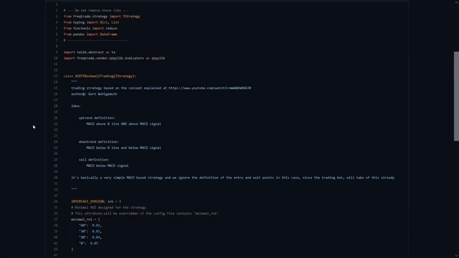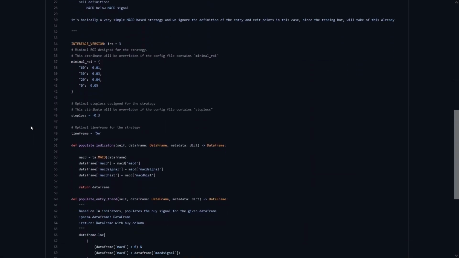The ROI take profit points are divided by multiple time settings, and the position will be sold if after a set amount of time a certain percentage is gained. The stop loss setting is set to sell when the position has a 30% loss after the initial buy. And finally, the strategy is initially set to work best on the 5-minute time frame, but we will see later if this is actually the best time frame after backtesting this.